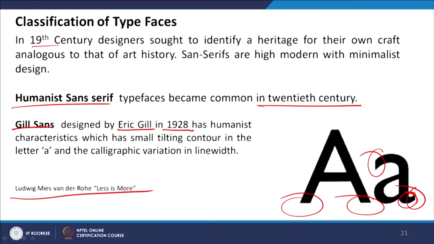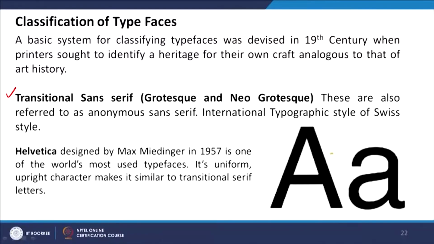Gill Sans is one of the typefaces designed by Eric Gill in 1928. Remember, we were discussing that 1920 onwards is when modernism started. So this is almost one decade after modernism began, when these sans serif fonts became really important. Then the transitional sans serif, or the grotesque or neo-grotesque sans serif, also referred to anonymously as the sans serifs. This typography style is a Swiss style, which is quite contemporary with the Bauhaus style movement, and with Kandinsky's paintings and Mondrian, contemporary painters in their own style movements.